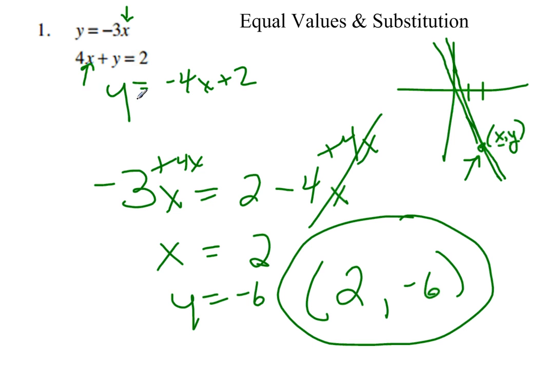Okay. And to double check to make sure you're right, if you have time on a test or whatever, you plug in that same 2 into the other equation. 4 times 2 is 8. I'm sorry, 8 plus y equals 2. So if I subtract 8, I get y equals negative 6. So you got the same answer both times. As long as you get the same answer both times, we're good. Then you know you did it right. You write your answer as an ordered pair, and you are finished. Now that's equal values.